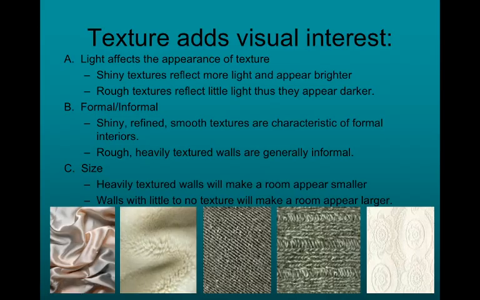Texture adds three different things. A, light affects the appearance of texture. Shiny textures are going to reflect more light and appear to be brighter. And rough textures are going to reflect little light, and then they'll appear to be darker. This is important, especially if you're going to use this with your space when you are trying to create an illusion. Say you're working with a smaller room and you want to make it look bigger, you'd want to add more shiny textures into it because you're brightening up that room, it's reflecting light.